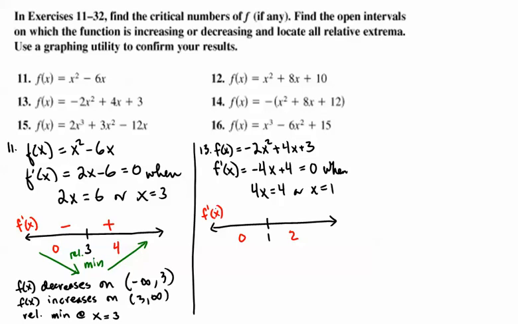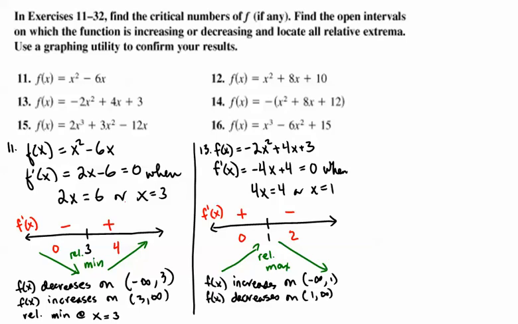f prime of x is what we're working with. We're going to go back and plug into the first derivative. Plugging in 0, I get positive. Plugging in 2, I get negative. And so we know that the function is increasing from negative infinity to 1, decreasing from 1 to positive infinity, and so we have a relative maximum at x equals 1. So we say that f of x increases on negative infinity to 1, f of x decreases on 1 to infinity, and we have a relative maximum at x equals 1.